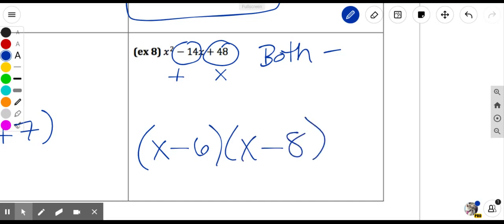And so that's factoring. It can be kind of tricky. You really have to watch your signs. So just remember that if your last term is negative, that automatically means one of your numbers is going to be positive and one will be negative.